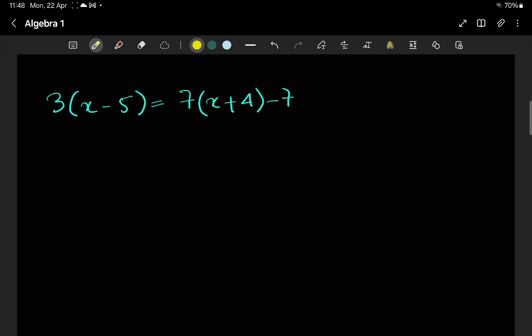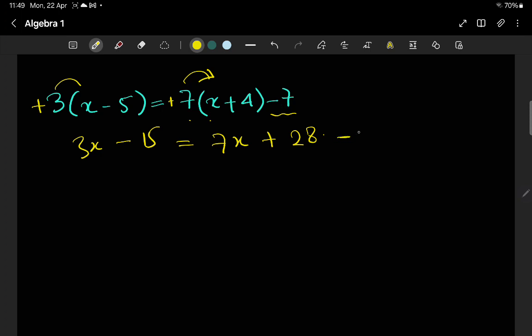Now let's see another question here. 3 bracket open x minus 5 equals 7 bracket open x plus 4, and we have minus 7. Minus 7 is not in the bracket, it is outside the bracket. So 3 times x is 3x, minus, so 3 times 5 is 15, equals 7 times x is 7x, plus, so 7 times 4 is 28.